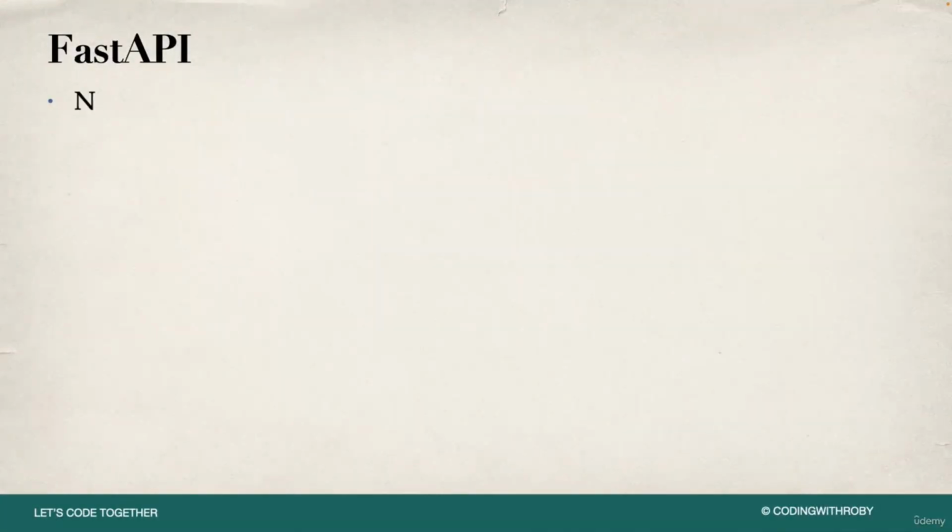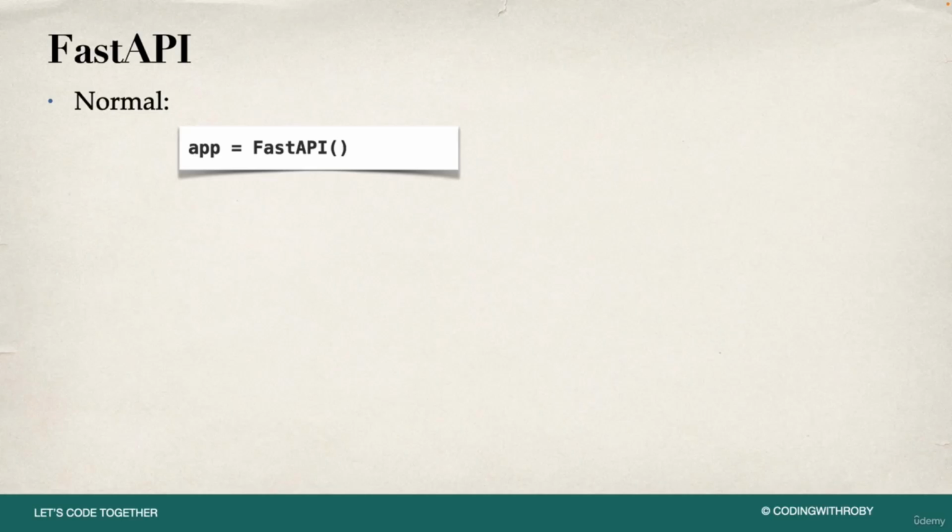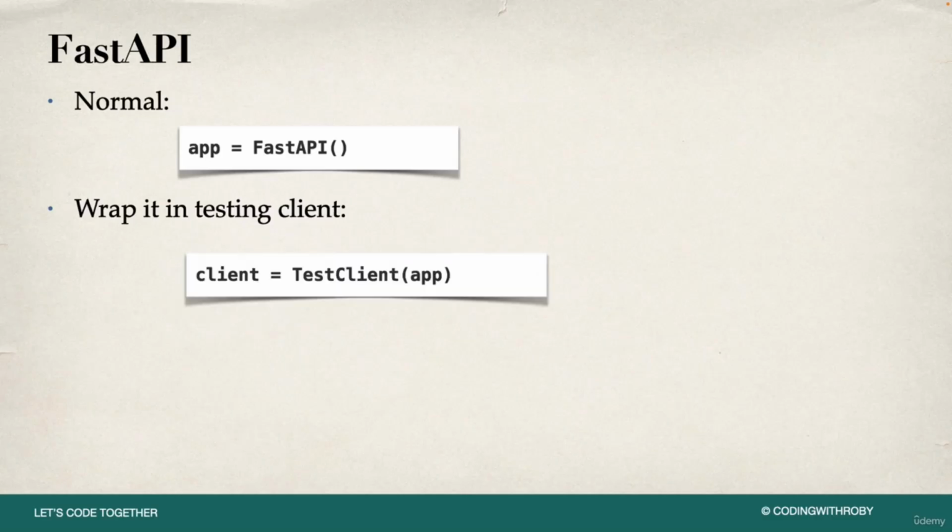So just overall, our normal way of doing everything, we have an app that is equal to FastAPI. We're still going to keep that alive. However, to make sure FastAPI knows this is a testing environment, we need to wrap it in a test client. So inside our test, it's going to say client equals TestClient, and we're going to pass in our app. So when these files are run with pytest, FastAPI knows that, okay, these are tests. We don't want this to actually go to production.